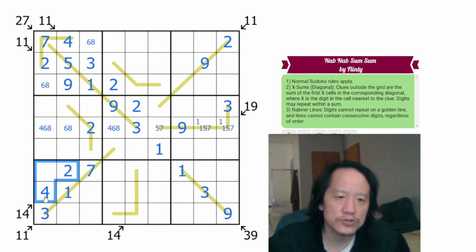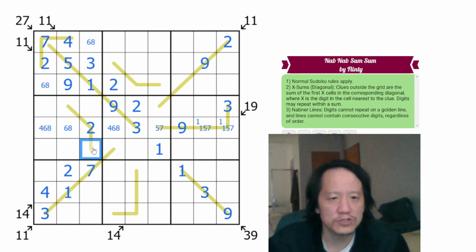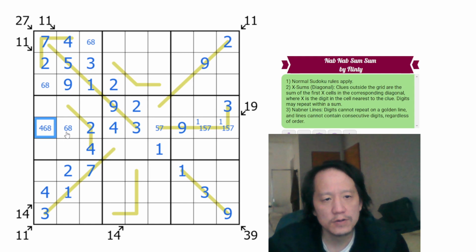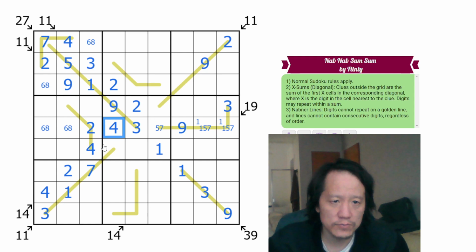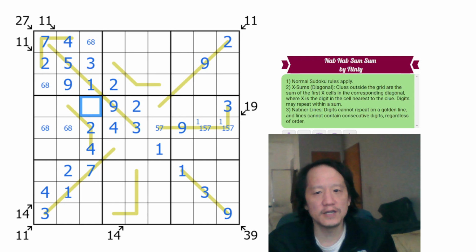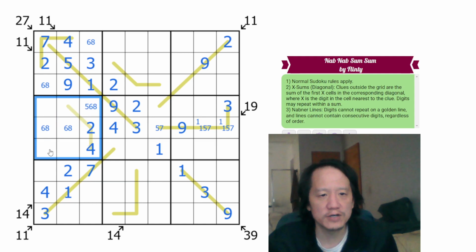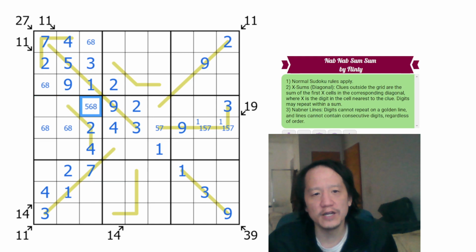So we have 4 and 2, therefore these two must add up to 8. And the only possibility that works now is 4 and 4. So this can't be 4. This can't be 4. So this is 5, 6, 8. Because it's a 6, 8 pair in box 4, there cannot be a 6 or 8 in the rest of the cells.